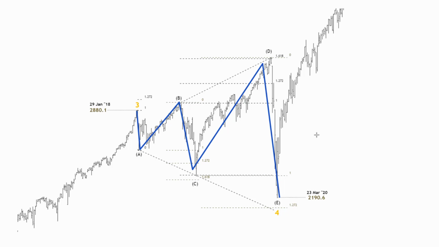So now you have the information about the measurements of the expanded form and the contracting form. So next time when you see a triangle pattern, you will know what kind of triangle is in front of you and whether or not it is qualified to represent a triangle pattern according to the measurements of its subwaves.